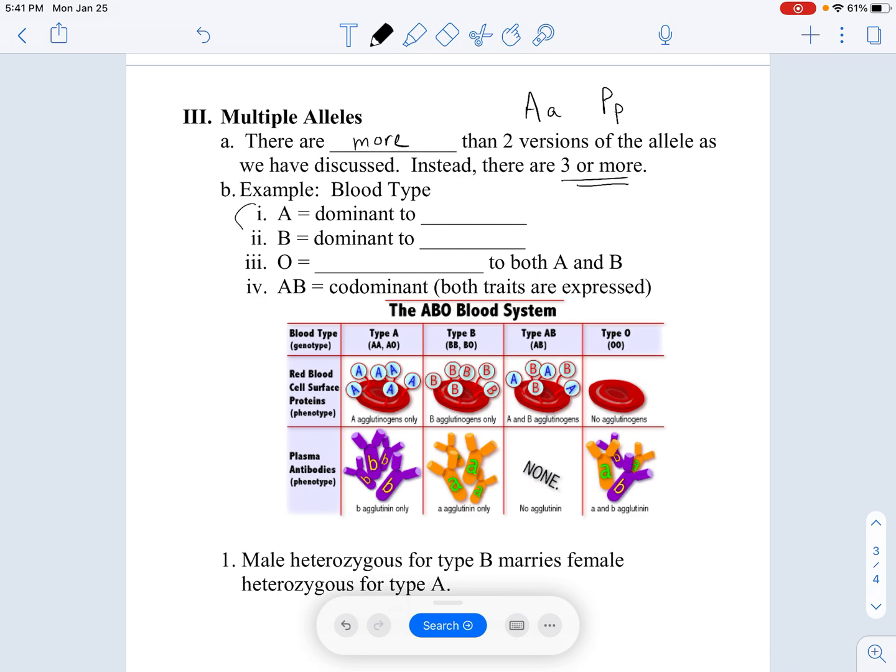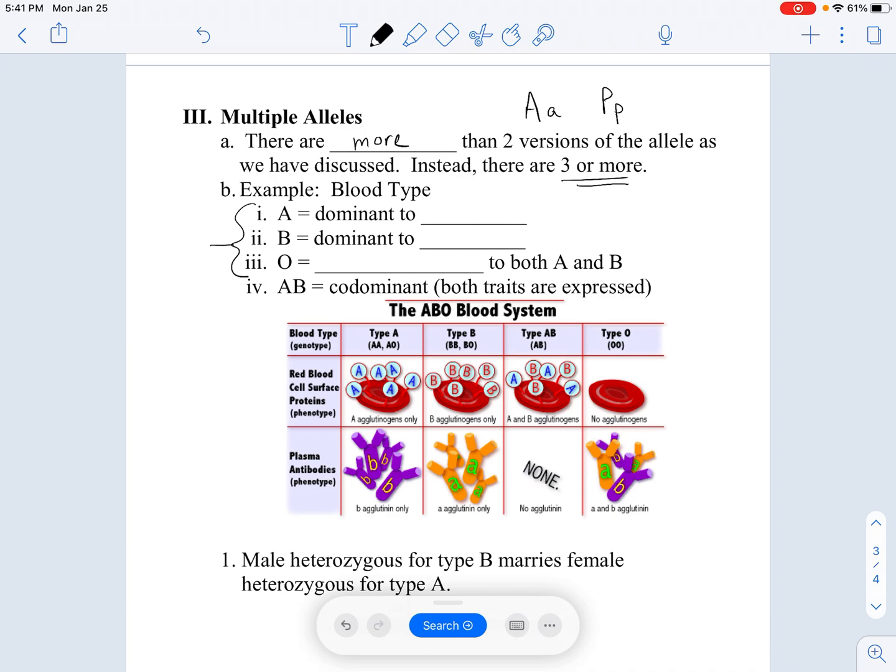There's actually 3 different allele versions out there, A, B, and O for human blood type. Now, you cannot inherit all 3 versions. You can still only inherit 2 alleles for your blood type, one from your mom and one from your dad. But there are 3 different varieties that exist in nature.